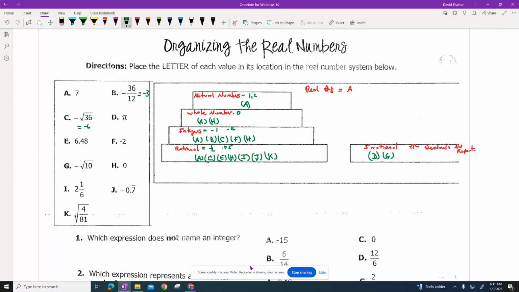All right. So these are all the letters that you should have had on your paper. Okay. If not, fix it, and then use these notes to do your homework here tonight. Okay.